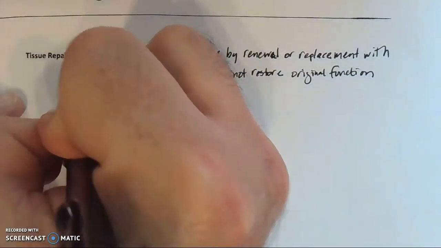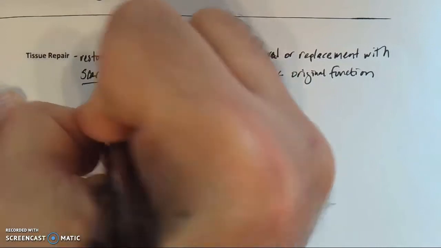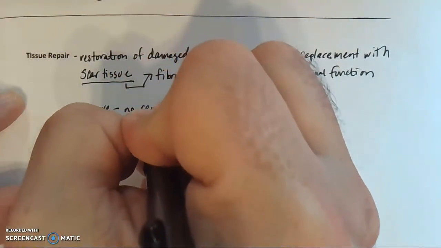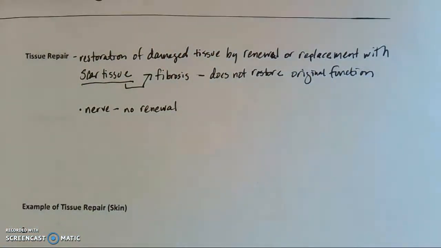So with our categories, nerve tissue does not renew. So we have no renewal with nerve tissue. Very, very slight on occasion can occur, but it's very rare that it does. So if nerve tissue is damaged, there's really no restoration of function, which is why if you sever, say, your spinal cord, you lose functionality of parts of your body.